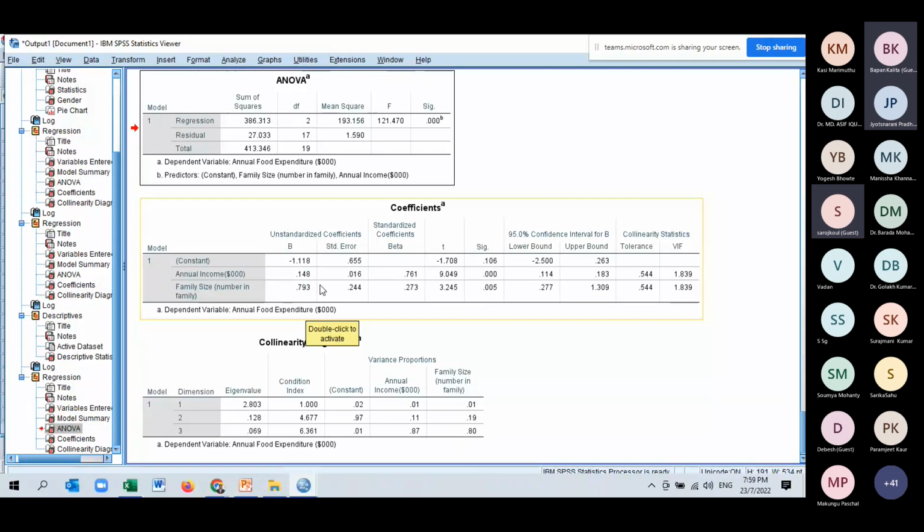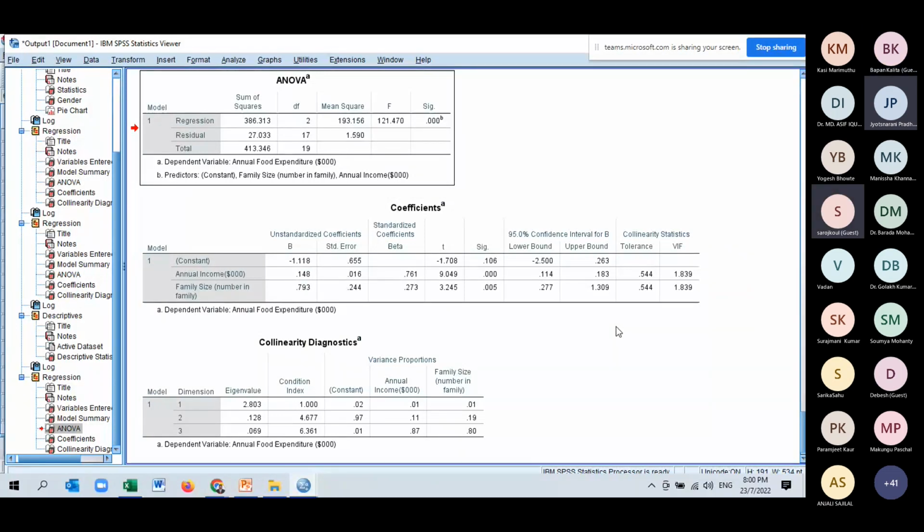Yes, sir. And then look at the variance inflation factor. Variance inflation factor less than 5, well and good. So annual income and family size are not highly related, so there is no multicollinearity issue. The assumption has been fulfilled.